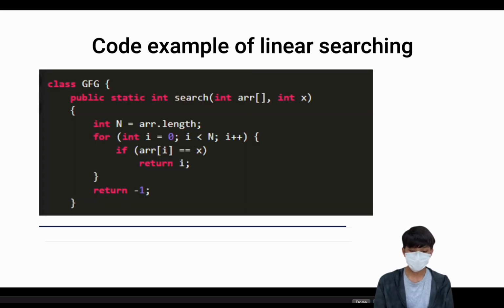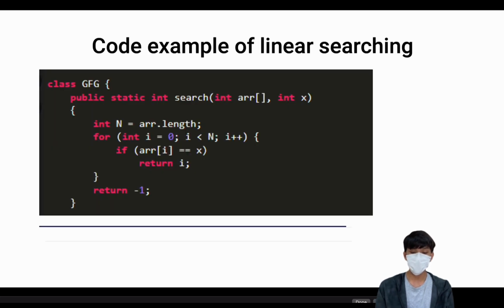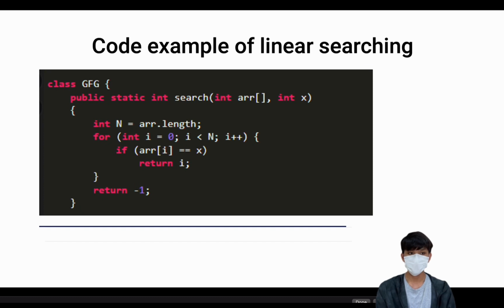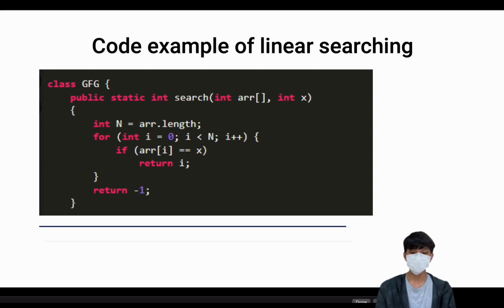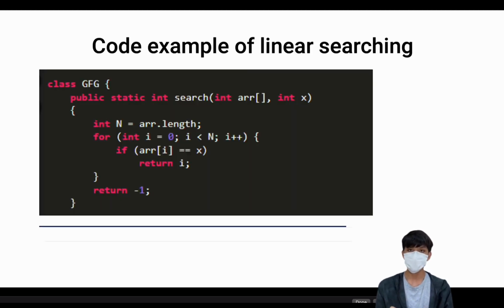So here's the code example for linear searching. As you see in the search method, we receive the array and the key value, and we named it as X. So the first thing we have to do is we collect the array size in N, and then we loop through the array. The loop starts from 0 to array size, that is N, and then we check which array element is equal to X, and X is the key.